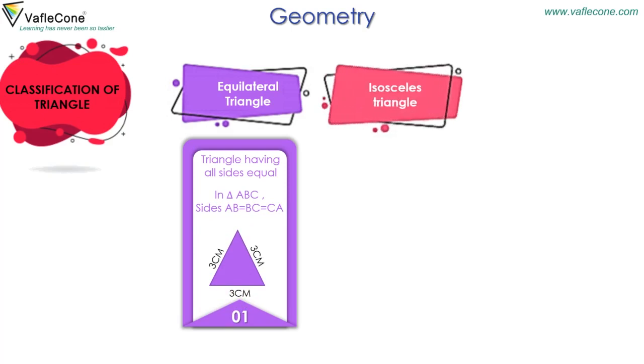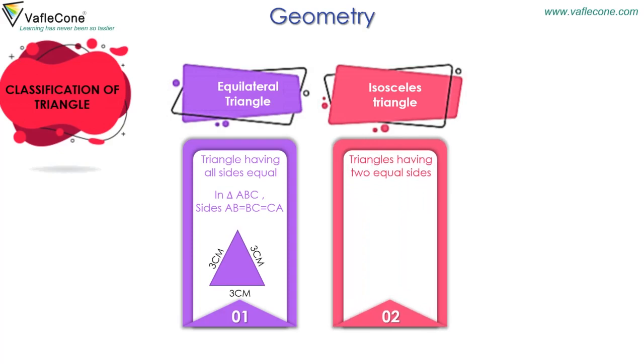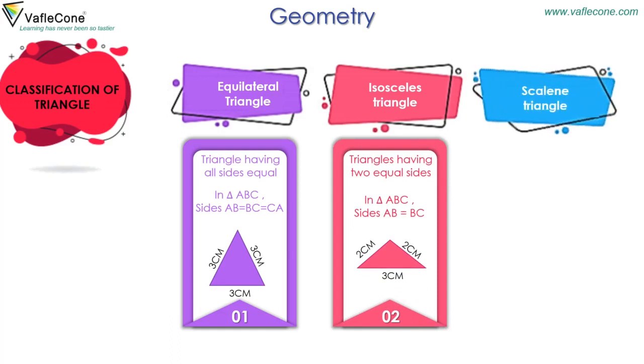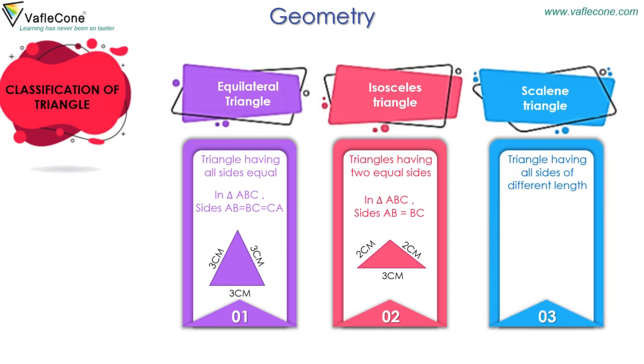Isosceles triangle. A triangle having 2 equal sides. In triangle ABC, sides AB is equal to BC. Scalene triangle. A triangle having all sides of different length. In triangle ABC, AB is not equal to BC is not equal to CA.